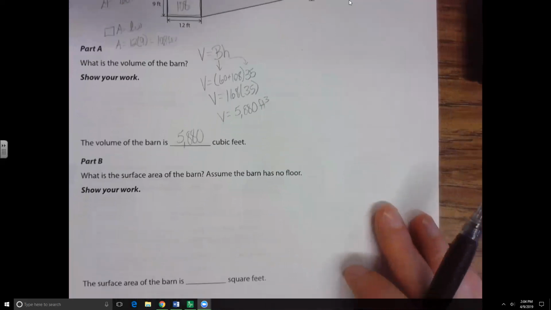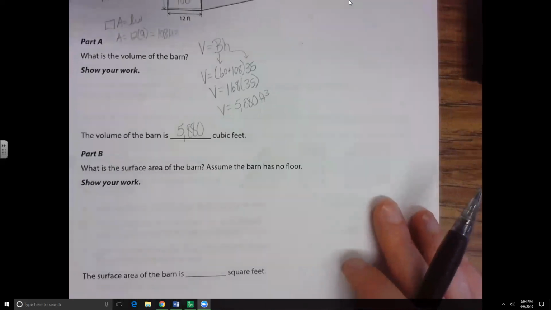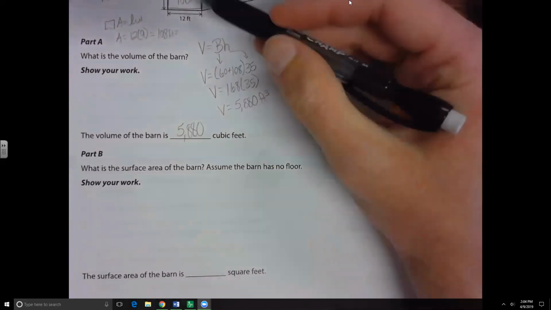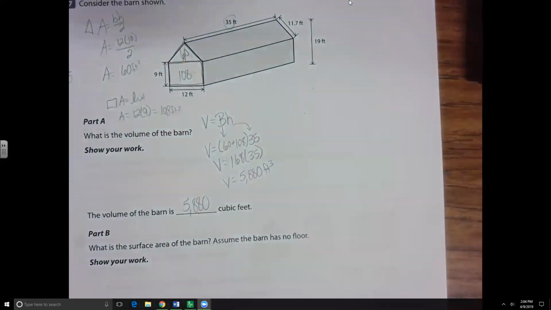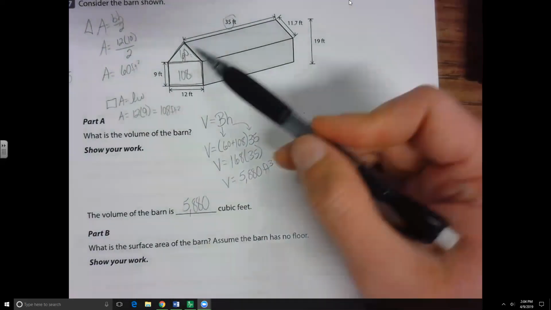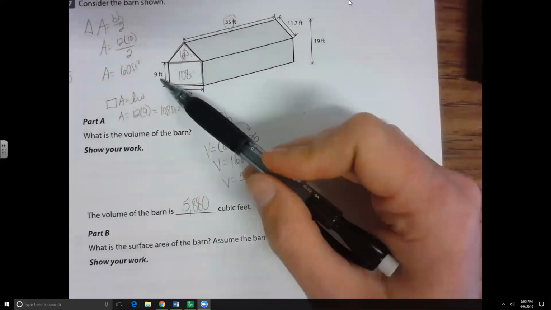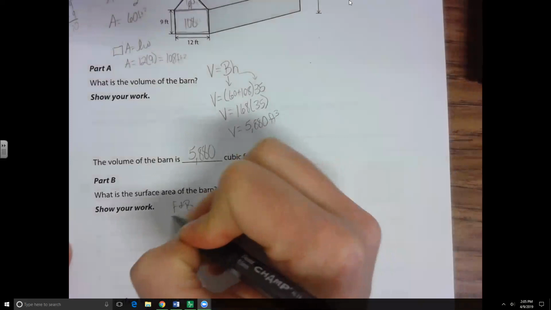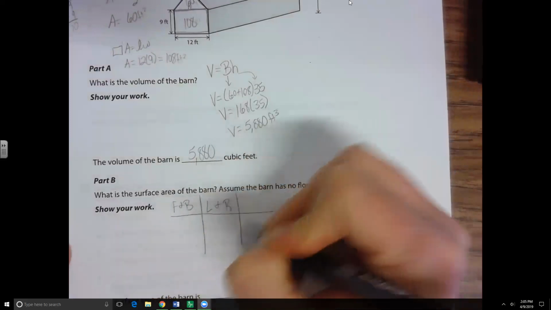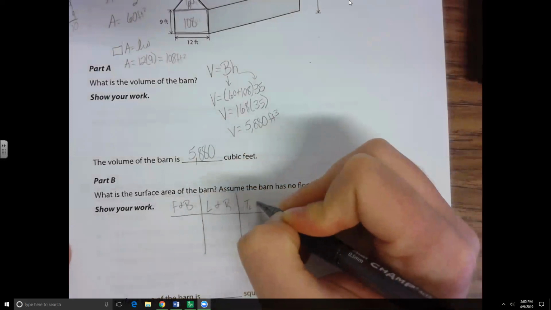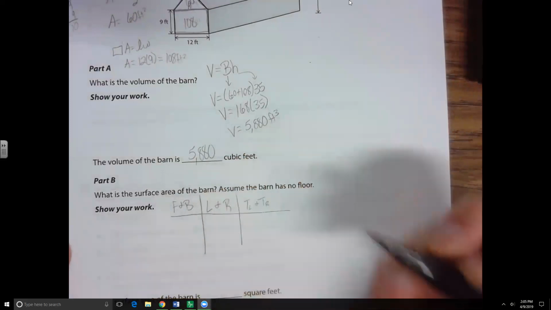Now the surface area of a barn, to find that, you're going to find the area of each one of the sides. You can break it down with front, back, left, right, and top, left. And you can make a chart from that. So you have the front and back, you have left and right, and then you have top left and top right.